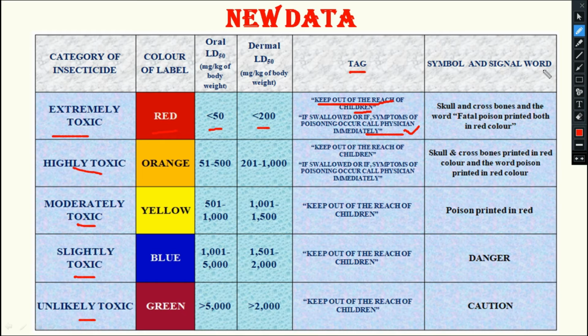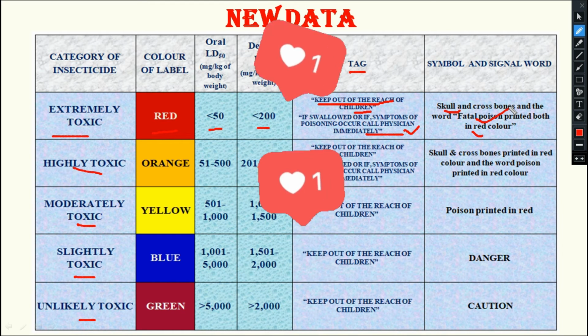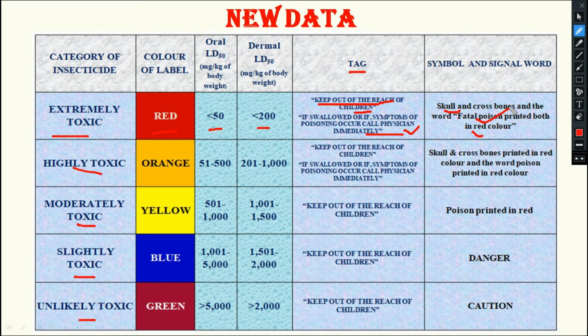What is the symbol and signal? Skull and crossbones will be there. Fatal poison will be printed, both in red color. Both the skull and the fatal poison will be printed over the container in red color. So these are the identification features of extremely toxic insecticide.